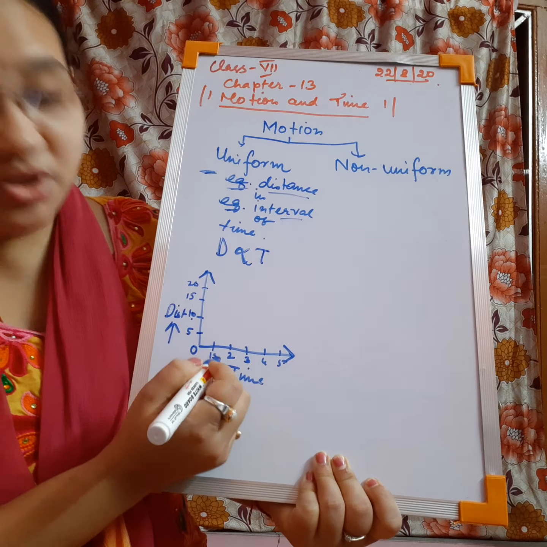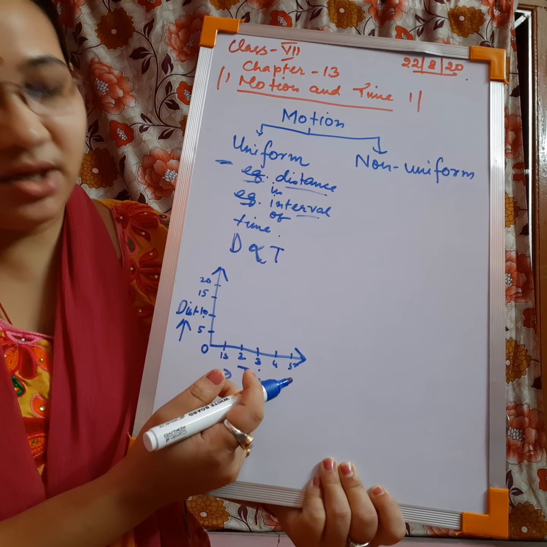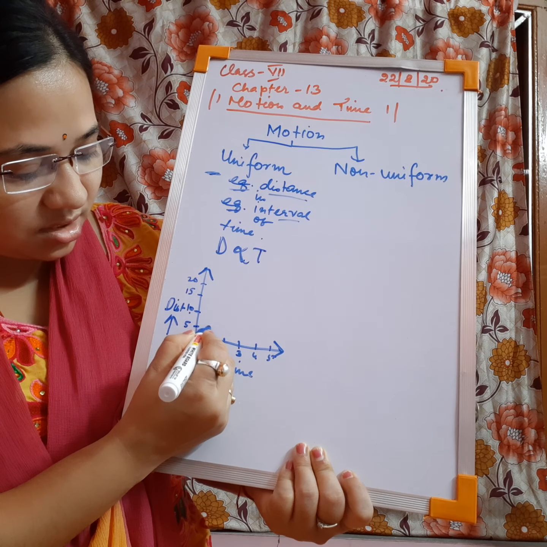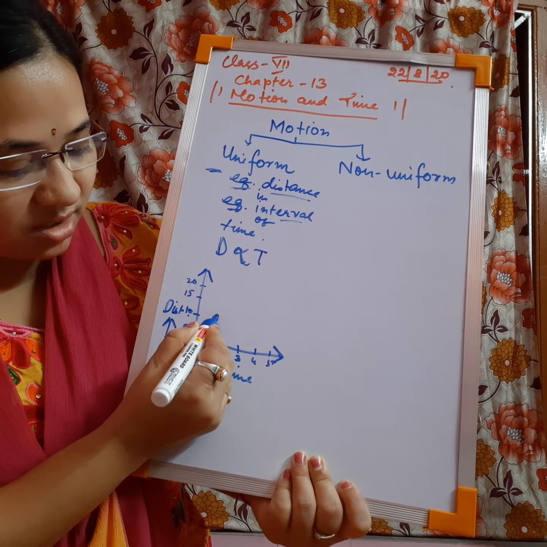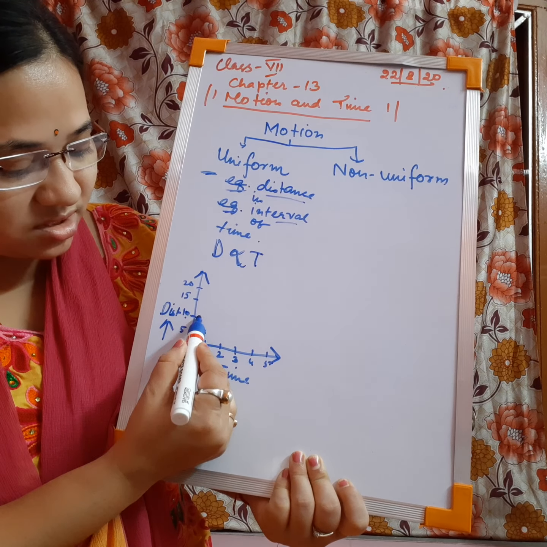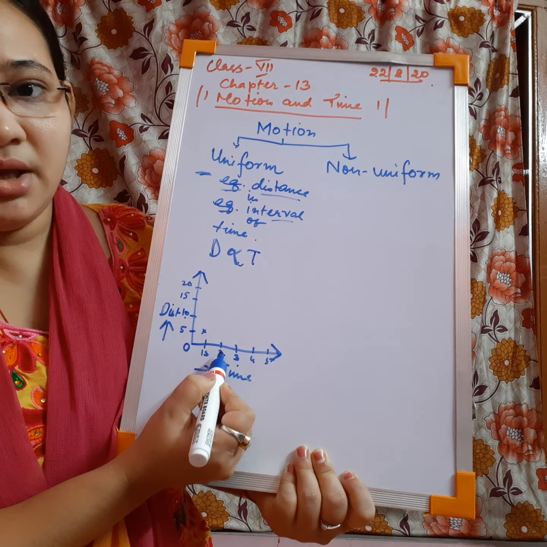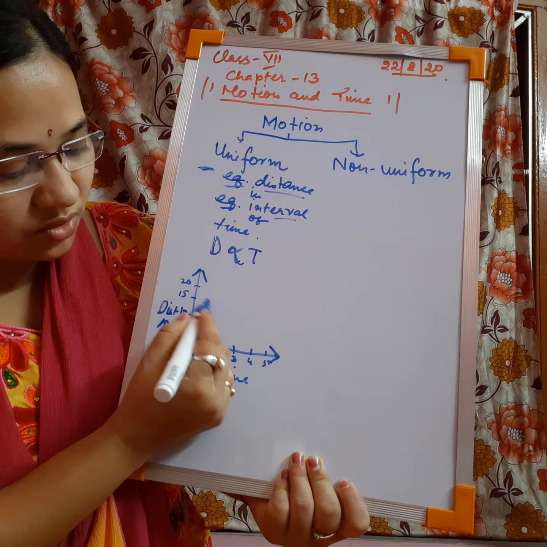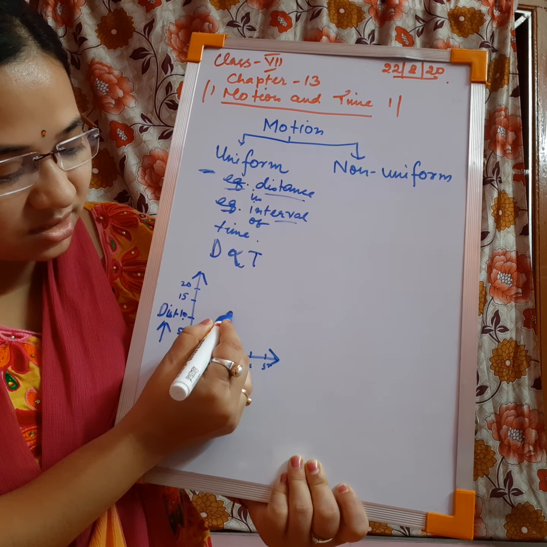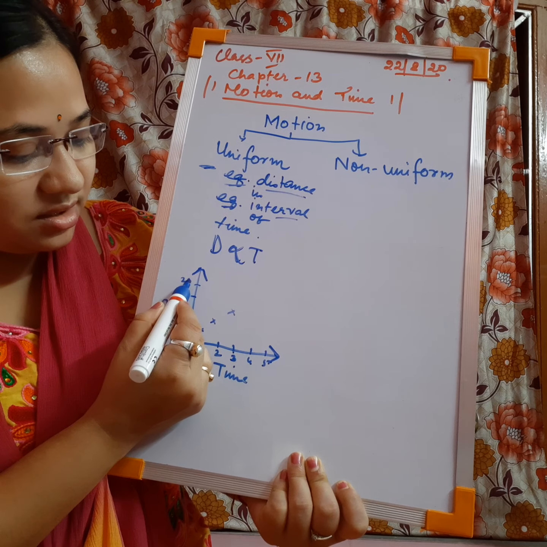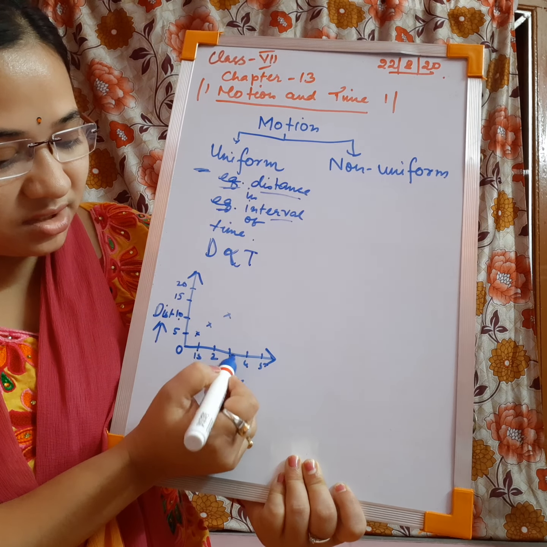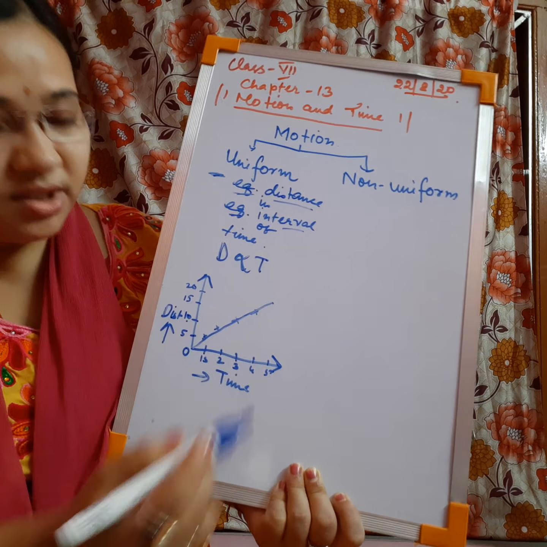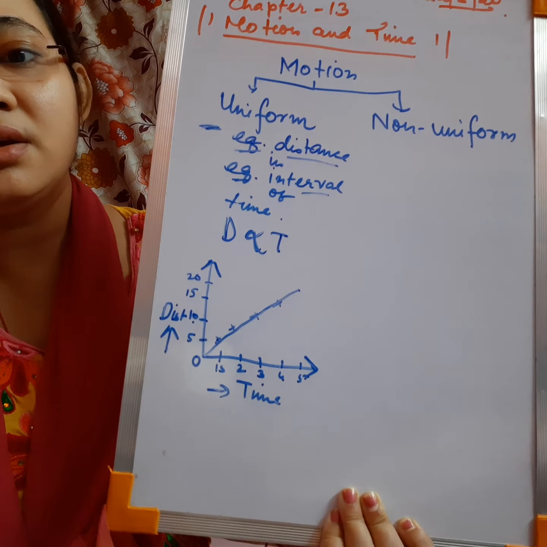Suppose a car is moving along a straight line. Now what will happen? It will move 5 meters in the first second. Then it will go 10 meters. The next 5 meters it will travel again in an equal interval of time, that means 1 second. Then the next 5 meters it will cover in the next 1 second. So in this way, when we plot the graph, we see that it is more or less equal.